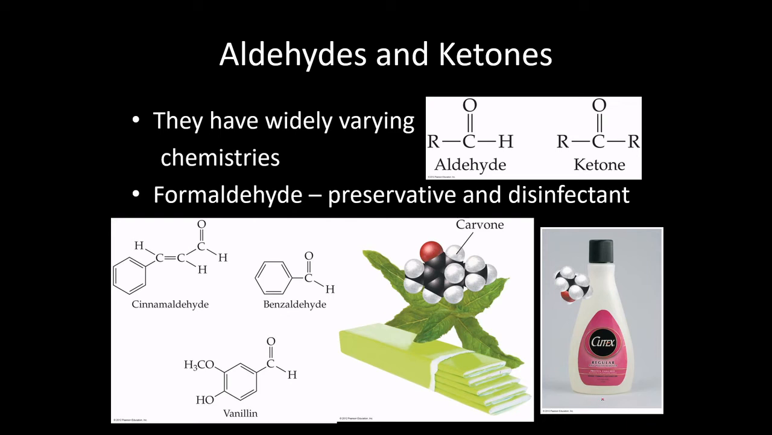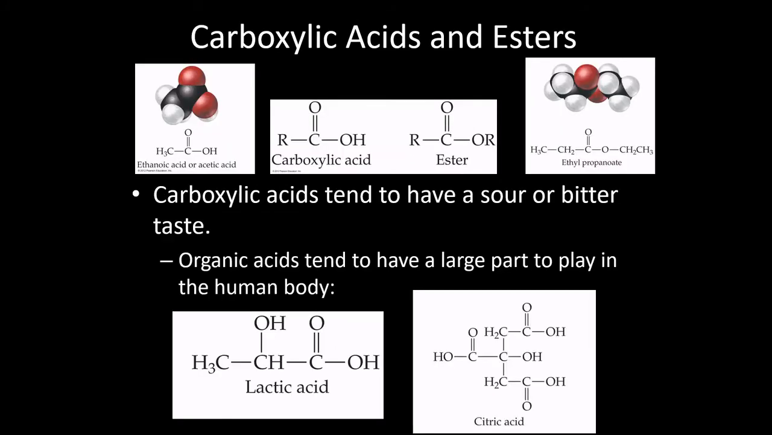Nail polish remover is actually a ketone molecule. So they have lots of different kinds of chemistries, lots of different molecules that contain aldehydes and ketones. It's kind of hard to pin down a specific kind of chemistry because of that.